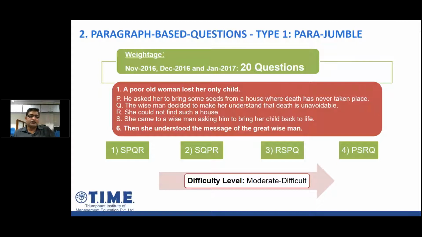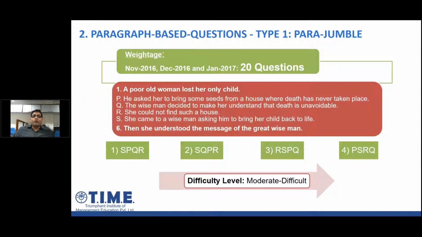Let's look at the weightage first. In the November, December and January exams that I analyzed, there were 20 questions of this type, and 20 is a really big number. Just like RC, this question is also a little bit time consuming, and in general, from an SSC student's point of view, it's moderate to difficult and not easy at all. So you should be very cautious about this question type.